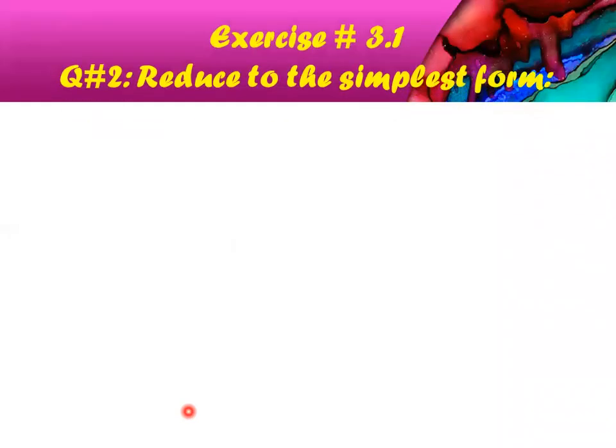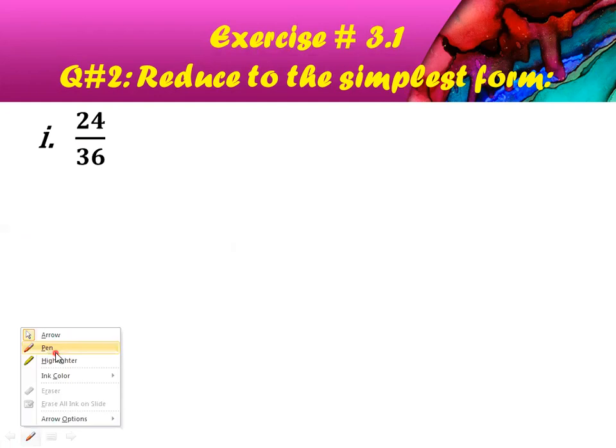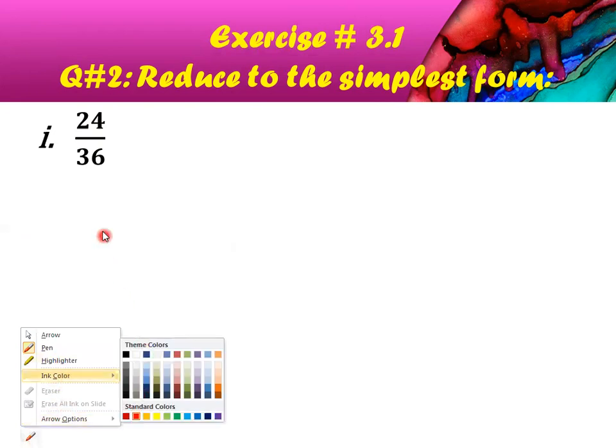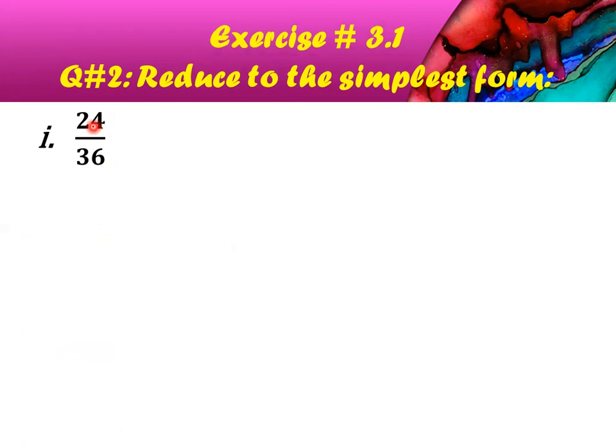Now move on to question number 2 from the same exercise. In this, you have to reduce the given fraction into the simplest form. This type of question will be coming in your objective sections. First is 24 upon 36. You have to reduce it. How will you reduce it? You will divide the numerator and denominator with any one number.